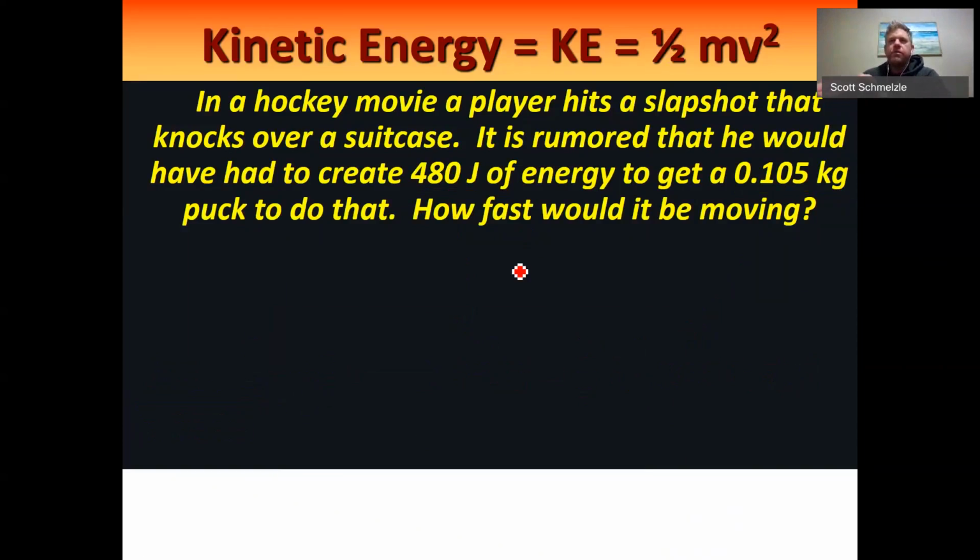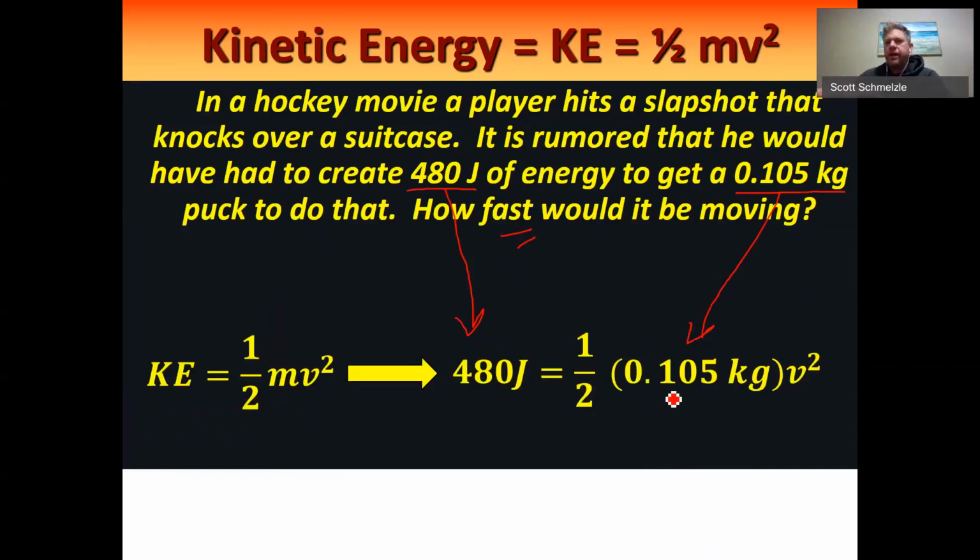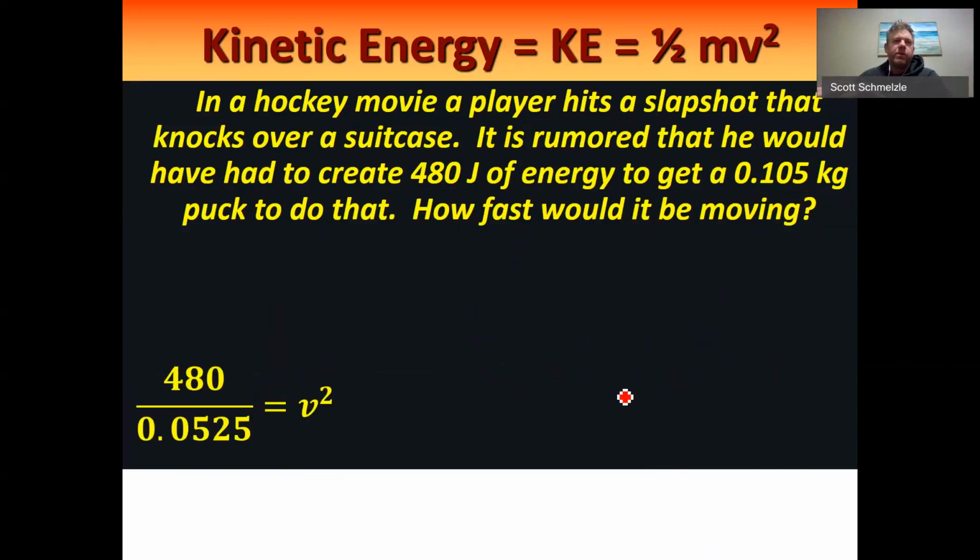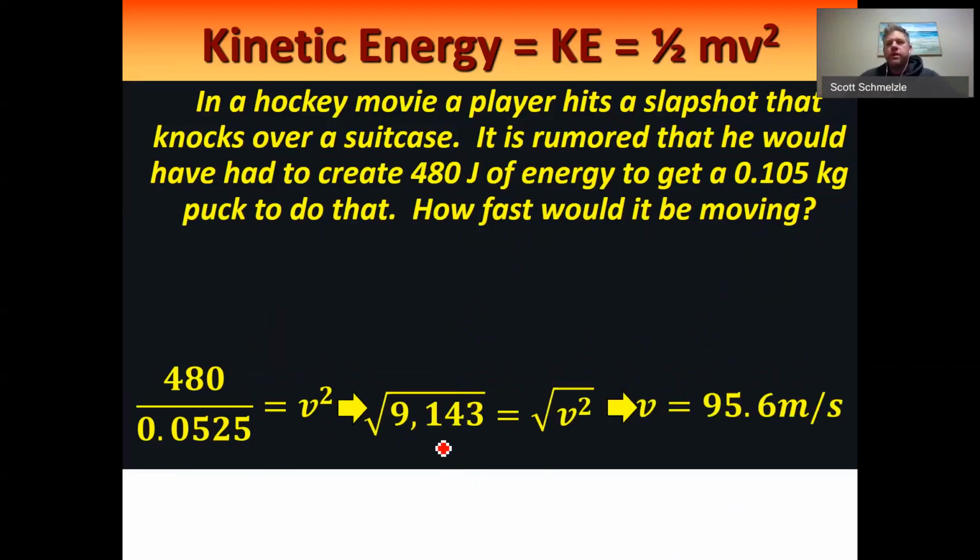To get from the previous point to that point, I multiplied a half by 0.105, so I took 480 divided by 0.0525. Now I've got that equal to v squared. To isolate v all by itself, I have to take the square root of that. After plugging it in my calculator, I find 9,143 equals v squared. So I end up finding that v is equal to 95.6 meters per second.